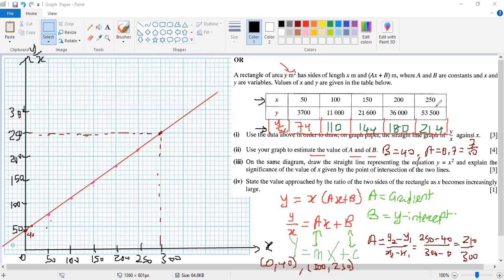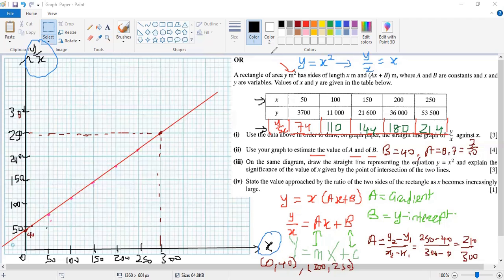So on the same diagram, draw a straight line representing the equation y equals x squared and explain the significance. Okay, so what do they mean by that? The equation y equals x squared is actually not that difficult, though it looks like a fancy equation. Please take note that the y-axis is not y, that's why we need to modify it, and the x-axis is x. That means basically we are plotting y over x against x.